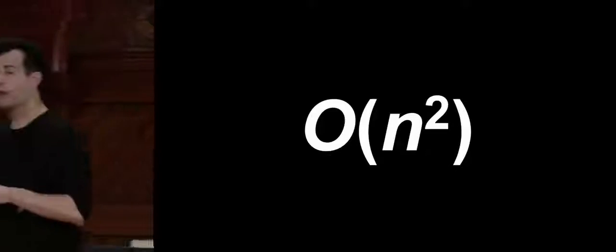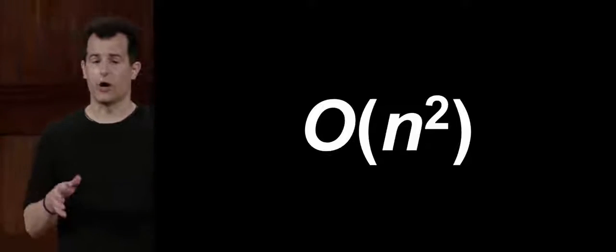So big O of n squared is the fastest we've seen thus far. Unfortunately, it does tend to run pretty slowly. We saw it with an example of like 500 billion steps just to sort a million elements.